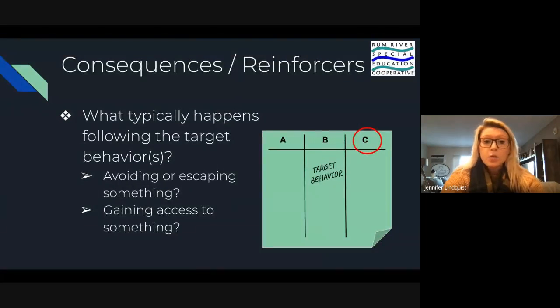And consequences, what typically happens following the target behaviors? Does the student get out of something that they don't want to do? Are they gaining access to something else? Are they gaining access to staff attention or peer attention? Are they gaining access to a toy?